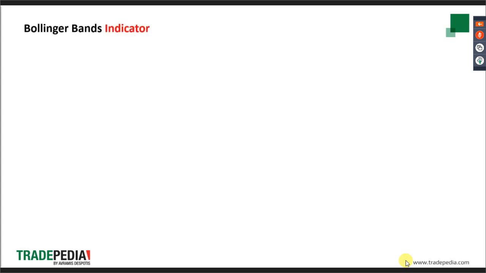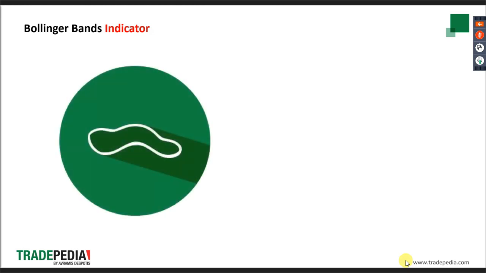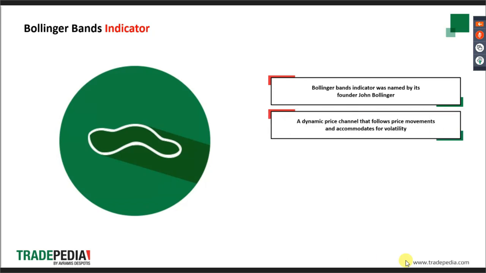So now I will move on to Bollinger Bands. So how did Bollinger Bands come about? They actually adapted the standard deviation into this indicator.